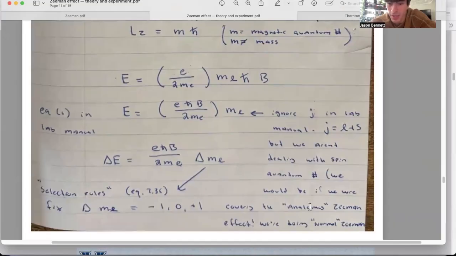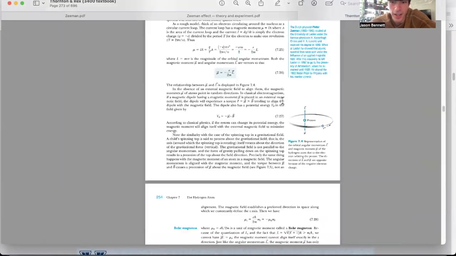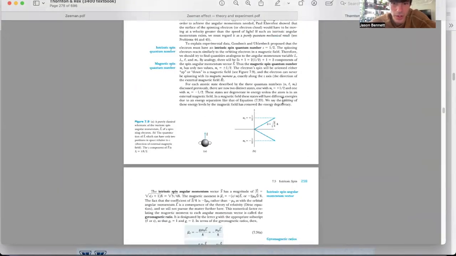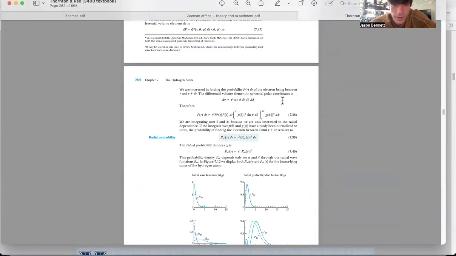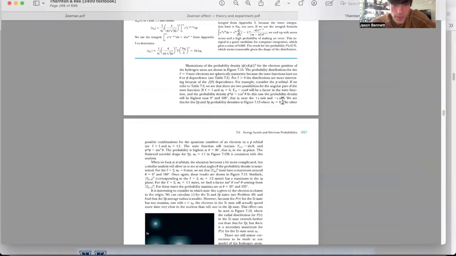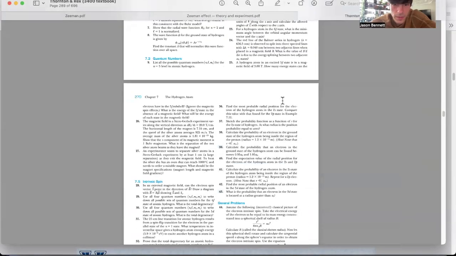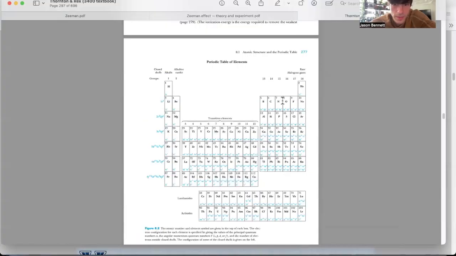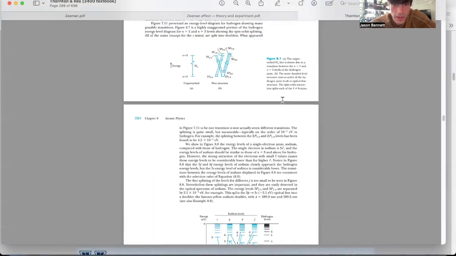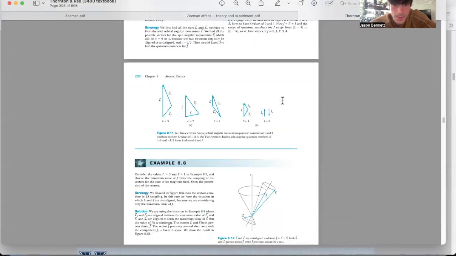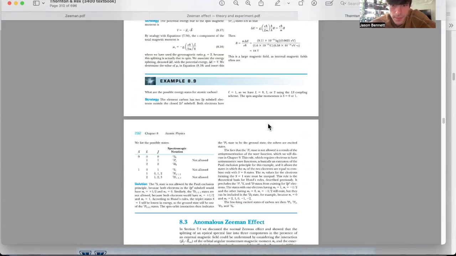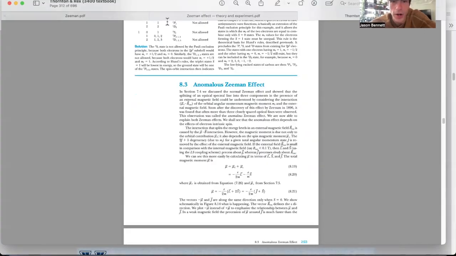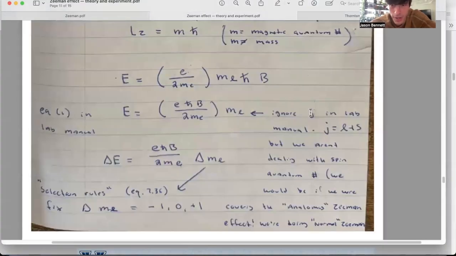If we were doing the anomalous Zeeman effect, that's a little bit later in the textbook, I think. I think it's in the same chapter. Nope, I guess not. It's probably going to start talking about spin in chapter 8. Yep, here's J. And there's the anomalous effect. So we are not doing that. No worries about J, just switch it in your head to L.